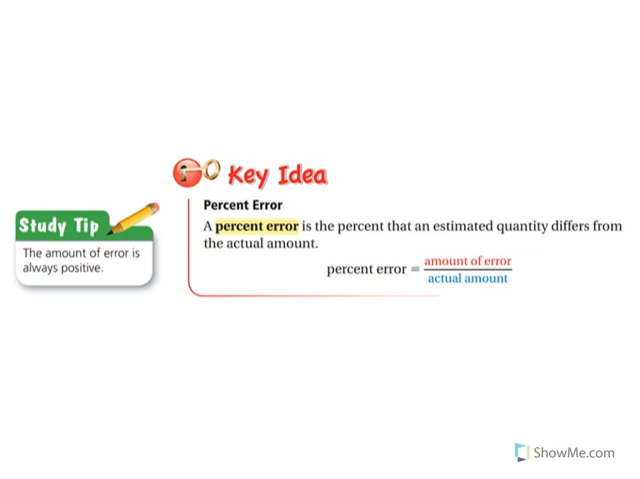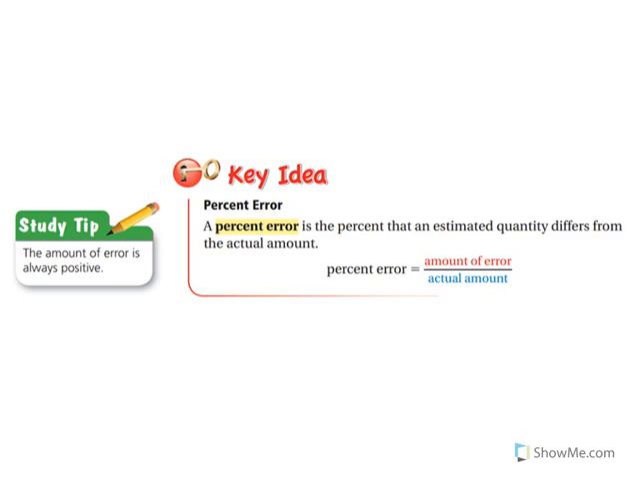Okay, our next key idea is percent error. A percent error is the percent that an estimated quantity differs from the actual amount. So when we're trying to make an estimate, once we find out what the actual is, we can find out what our error was from what we thought it would be compared to what it actually is. So to do this, you take the amount of error and divide it by the actual amount.